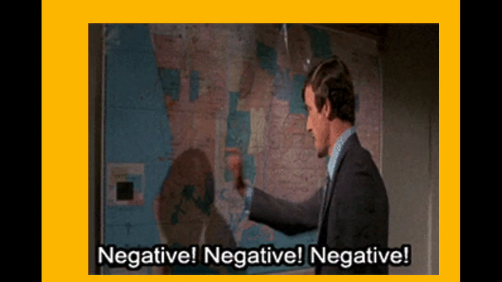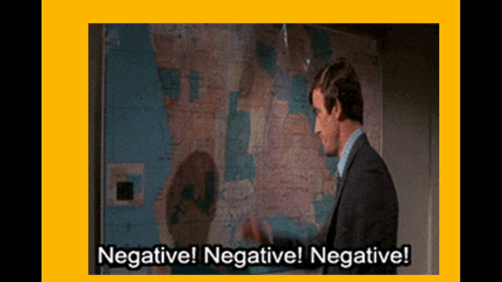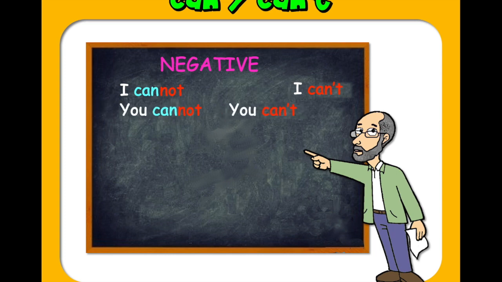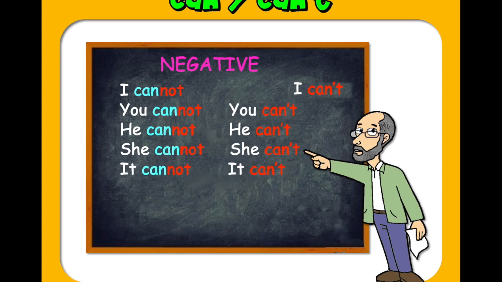Negatives. How do we use can in negative? It is very simple. We follow the following structure. I cannot turns into I can't. You cannot becomes you can't. He cannot becomes he can't. She cannot becomes she can't. It cannot becomes it can't.